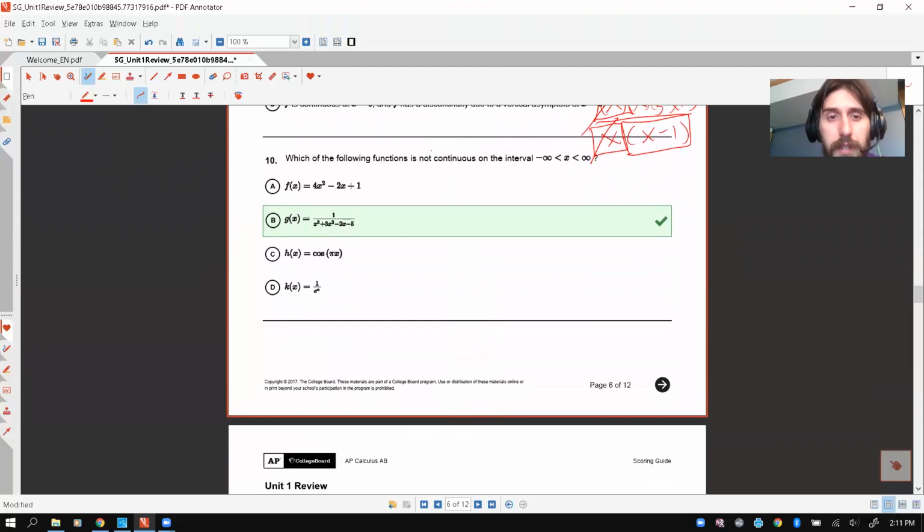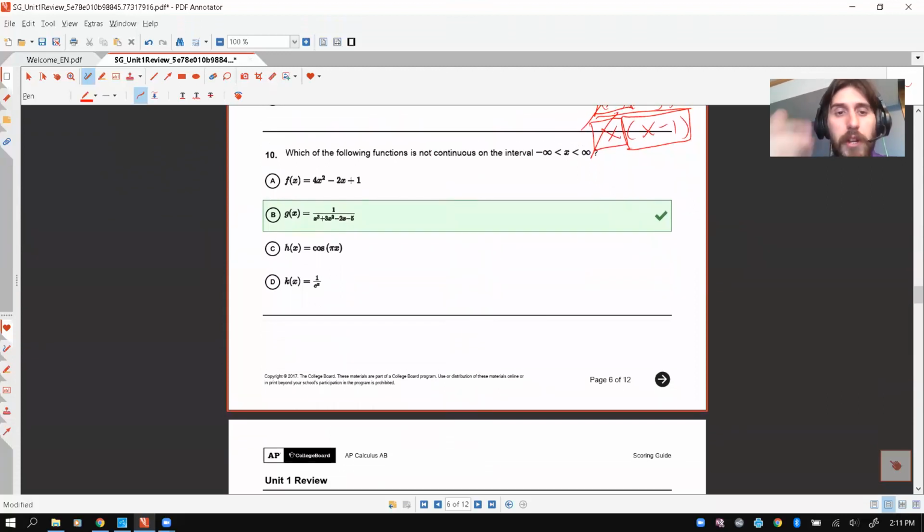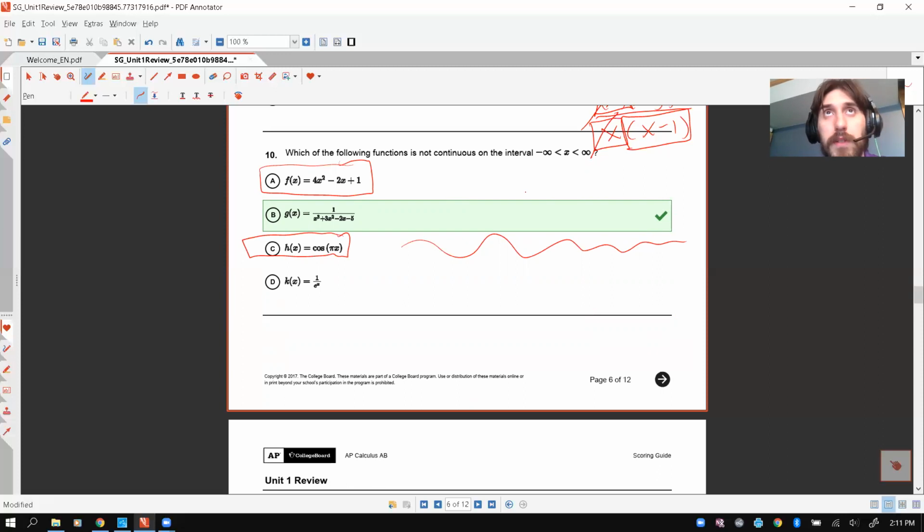Okay, number 10. So again, this is what I was talking about. If you know your types of functions here, then you really don't have to show a lot of work for this one. This first one, A, is continuous over its entire domain. It's a polynomial function. They are continuous over their entire domain. C is a periodic function. It's a trig function, cosine, where it looks like this. Right? It just bounces up and down between 1 and -1, and it is continuous over its entire domain.